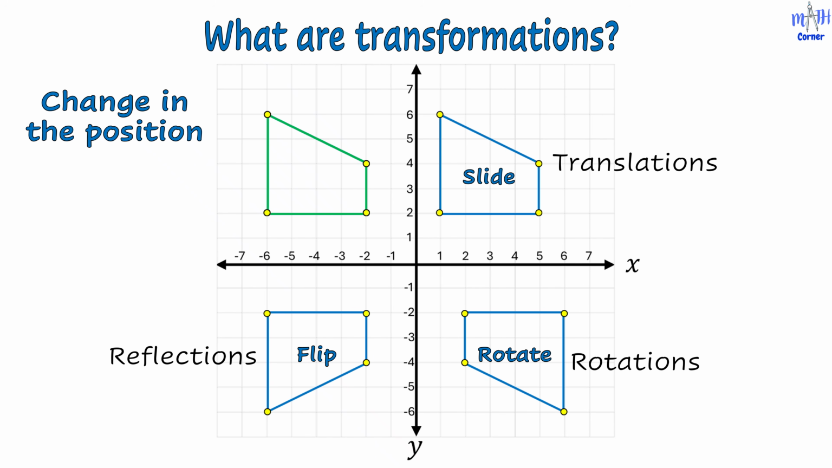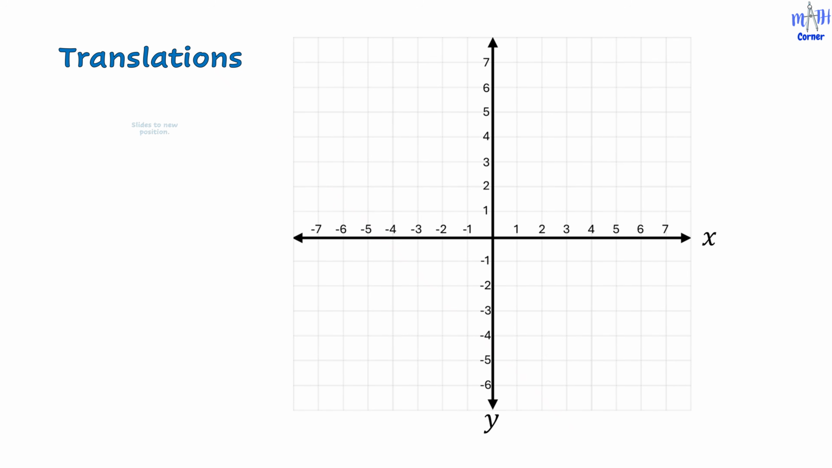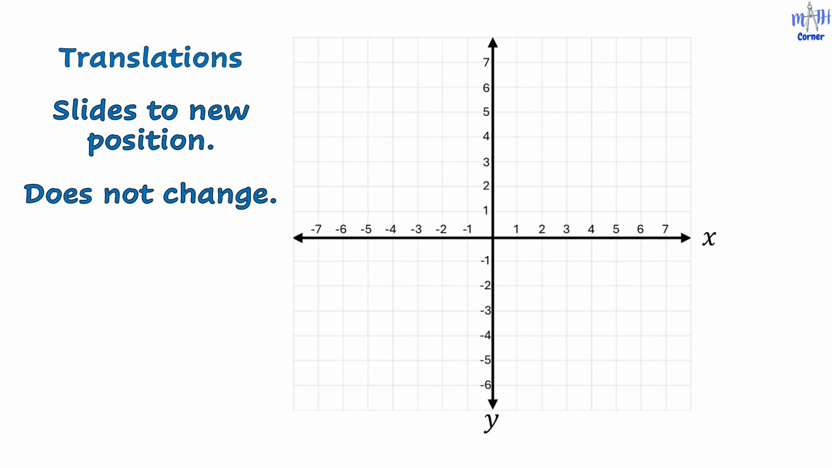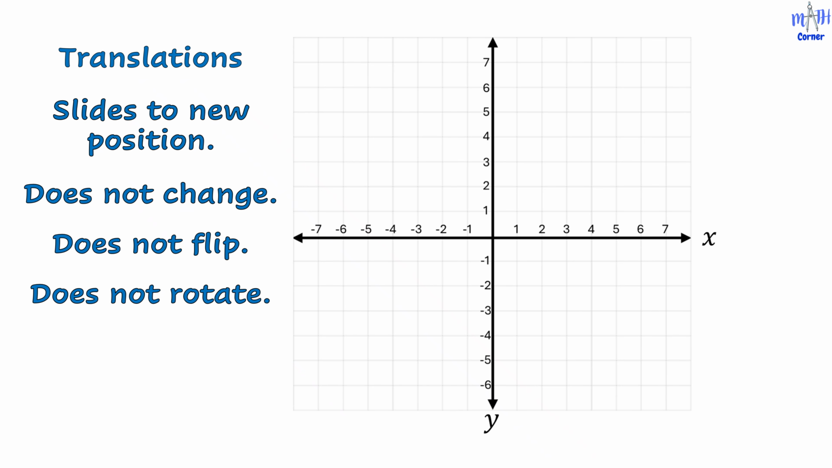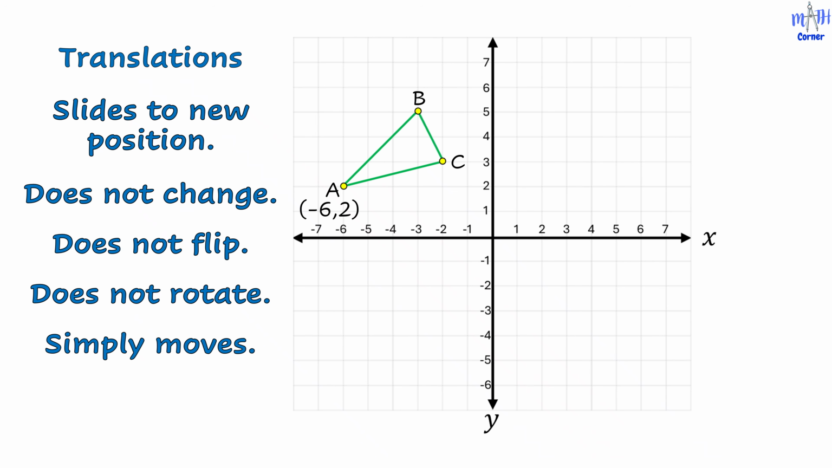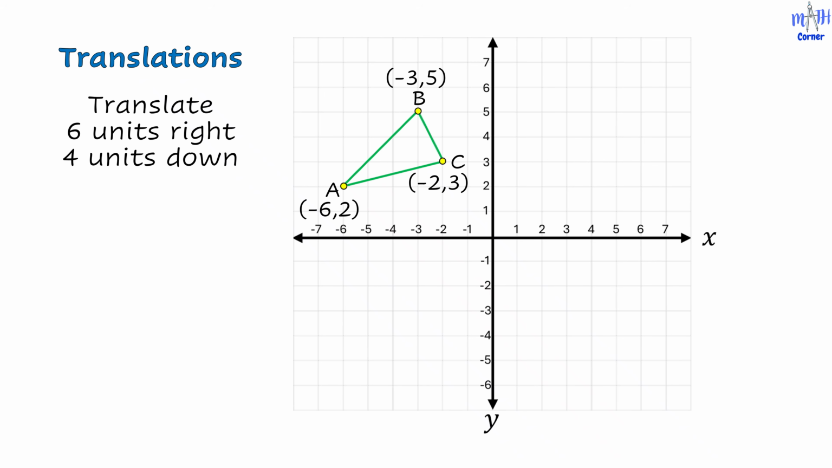So, what is translation? A translation means the figure slides to a new position. The shape does not change size. It does not flip. And it does not rotate. It simply moves. Example. Triangle ABC. Point A is located at -6, 2. B is located at -3, 5. And C is located at -2, 3. We will translate the triangle 6 units right and 4 units down.